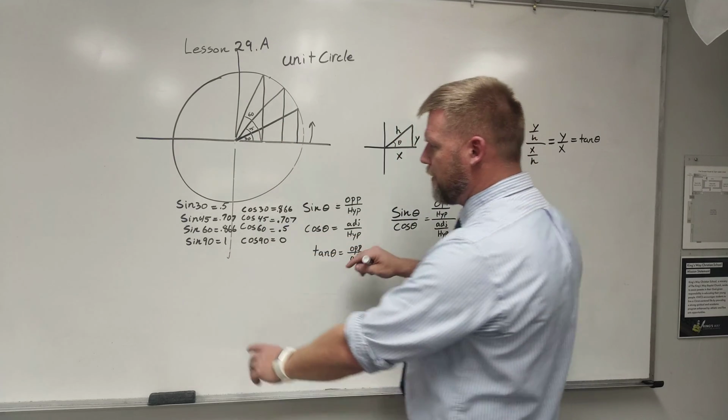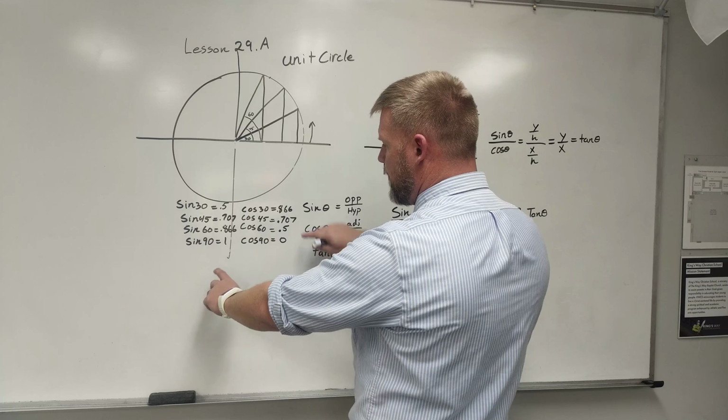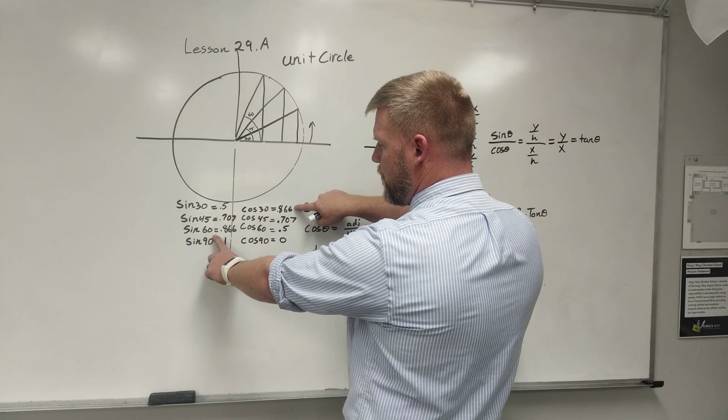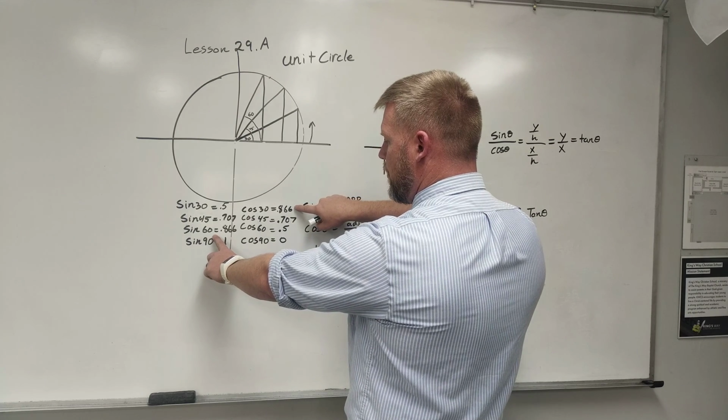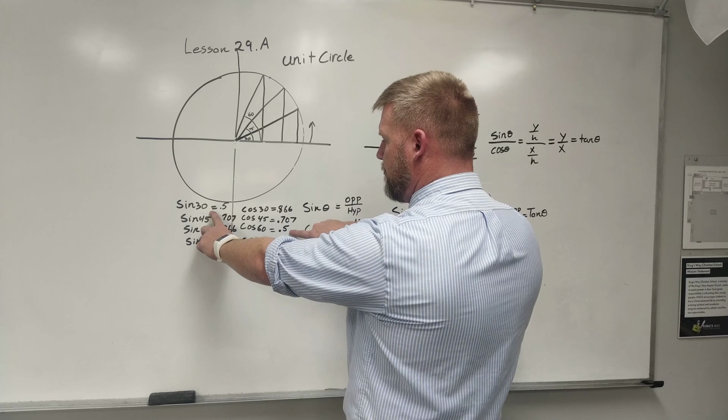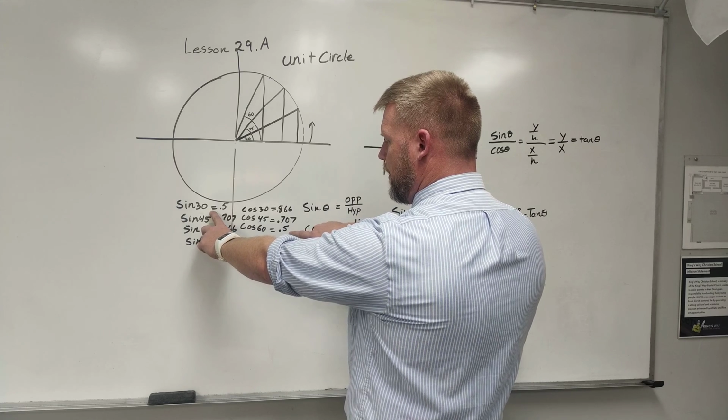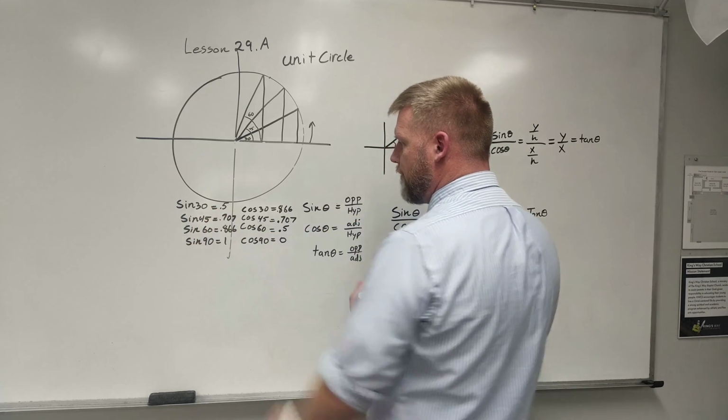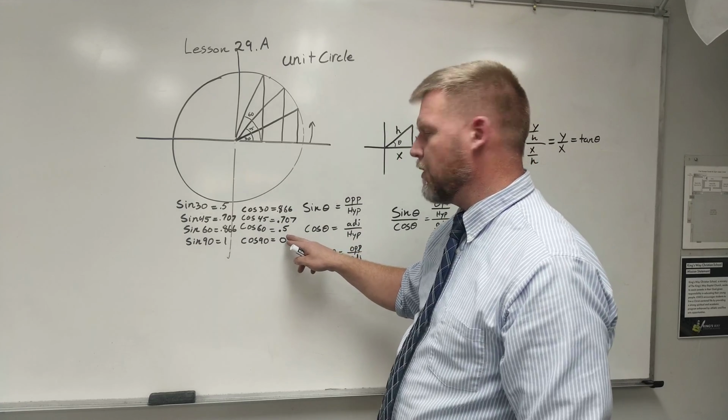Now, I want you to notice something very similar, very unique here. Notice that the 60 and the 30 have a relationship, and they flip on the 45. The 45s are the same. And then I've got the 30 and the 60 again with the relationship.